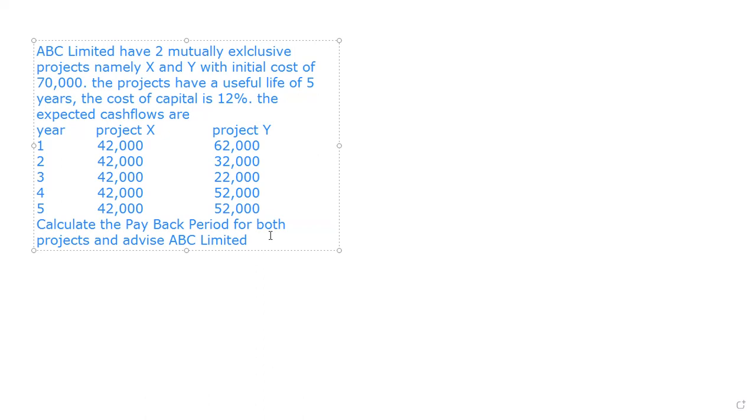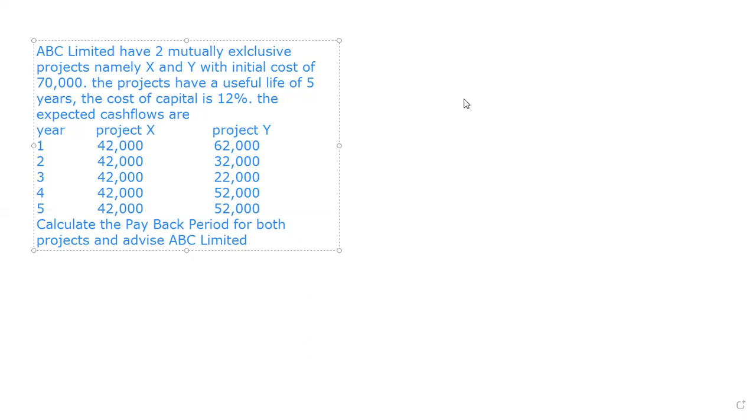Remember, there are two scenarios. Project X has a constant cash flow. That's an annuity. Remember, in the last class, we discussed how to calculate the annuity of an NPV. You can still go back and watch how to calculate the annuity for net present value. But for this case, it is payback period. The 42,000 is constant. That is constant cash flow. For project Y, it is not constant.